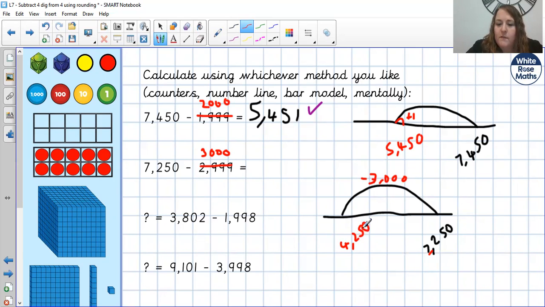Okay, 4,250 correct answer? Not quite, because we've taken away too many. We've taken away 3,000. We only needed to take away 2,999. We need to add that one back on. And if you remembered that, you'd have got the right answer of 4,251. Again, give yourselves a tick if you got that one correct.